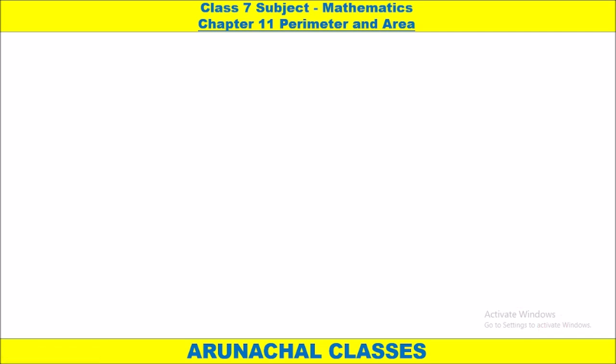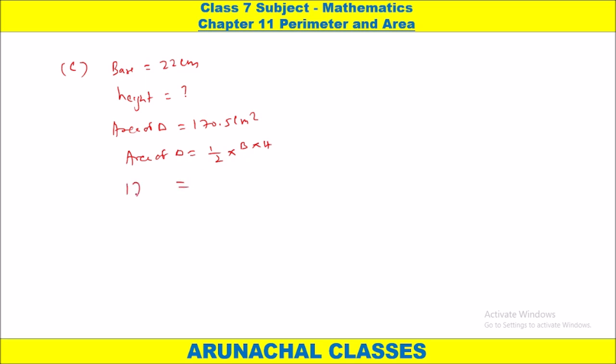Let's have the C part under this question. Here the base length is given as 22 centimeter. Your height is not known, and area of triangle is given as 170.5 centimeter square. Now we have the formula, area of triangle is equal to half base into height. So area of triangle is 170.5 centimeter square, half, base value is given as 22 centimeter and height is not known.